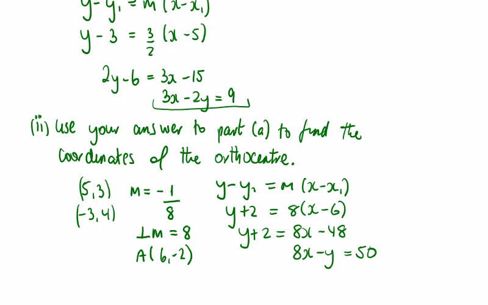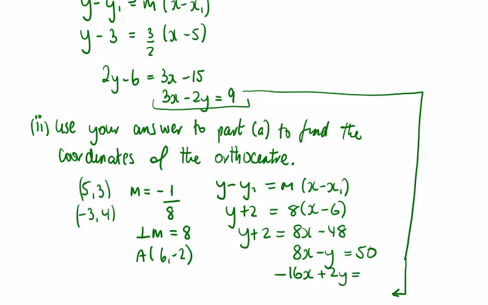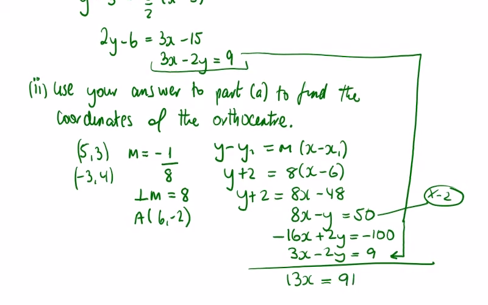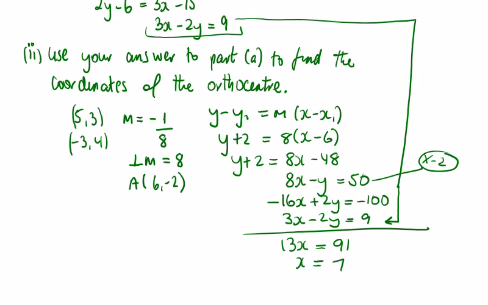And if I multiply this by minus 2, I think it's easy to multiply this one by minus 2, so we'll get minus 16x plus 2y is equal to minus 100. And then we have 3x minus 2y is equal to 9. So we're going to get minus 13x equals minus 91, so we're going to get 13x equals 91, and 7 13s are 91. So x is equal to 7.